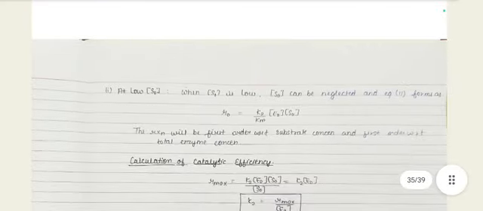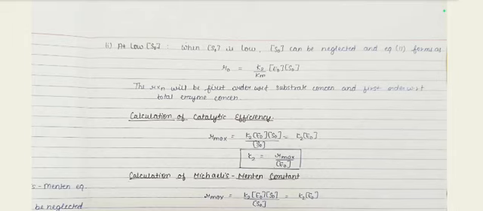At low S naught, when S naught is low, S naught can be neglected in the denominator and equation 2 becomes R naught is equal to K2 by Km E naught into S naught. The reaction will be first order with respect to substrate concentration and first order with respect to total enzyme concentration.